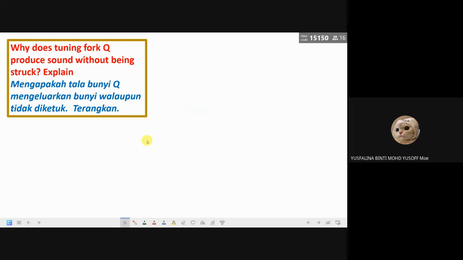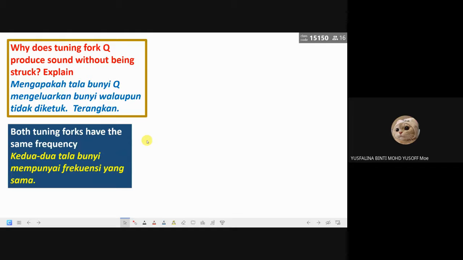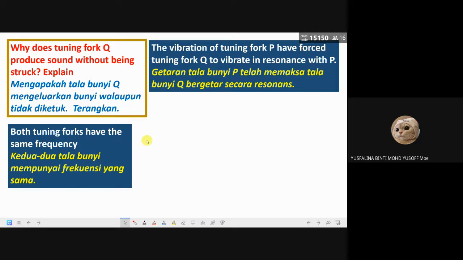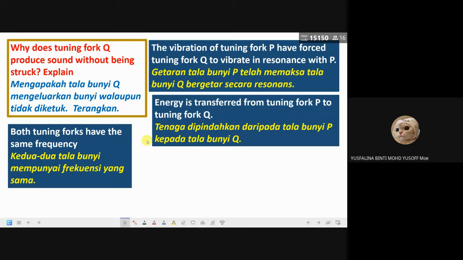Why does the tuning fork Q produce sound without being struck? Both tuning forks have the same frequency because they are identical. So the vibration of tuning fork P forces tuning fork Q to vibrate in resonance with P. After you hit P, it will vibrate, so it forces tuning fork Q also to vibrate because they are in the same frequency. So energy is transferred from tuning fork P to tuning fork Q.